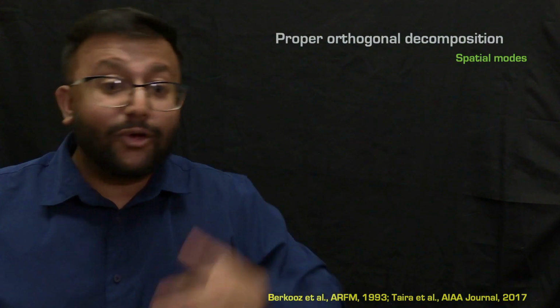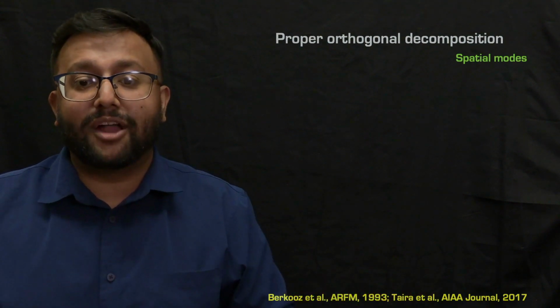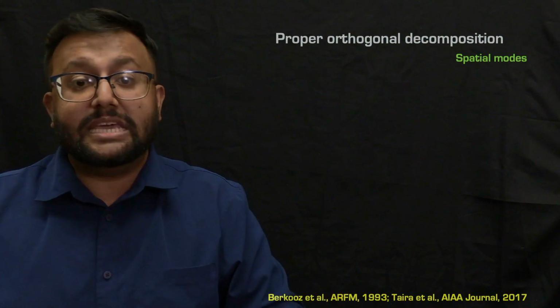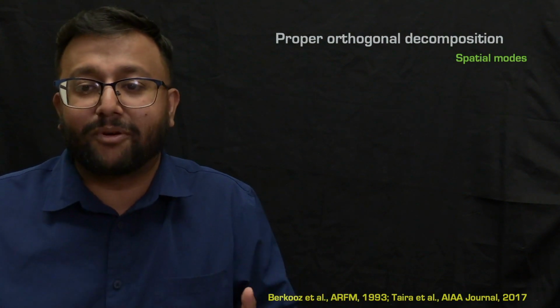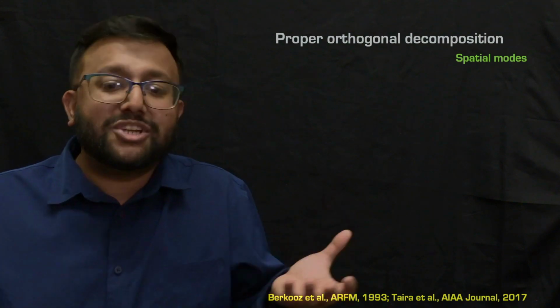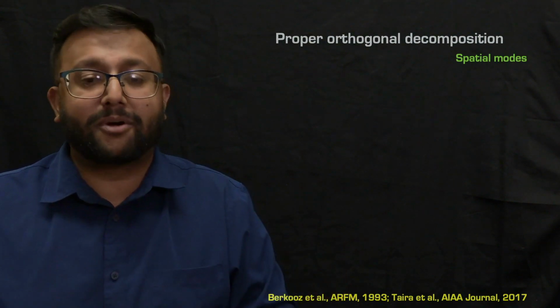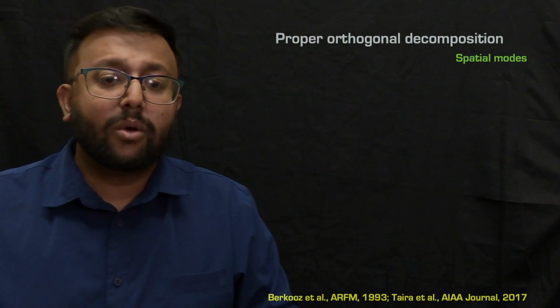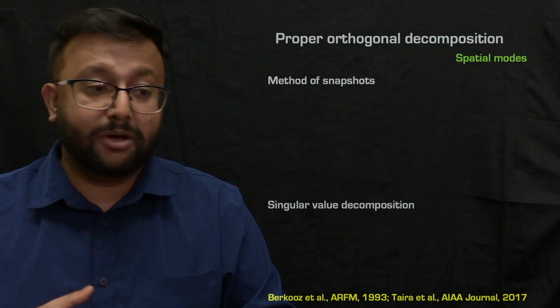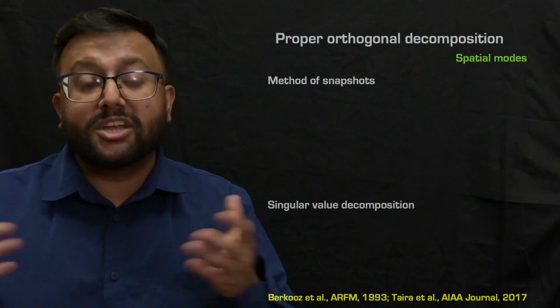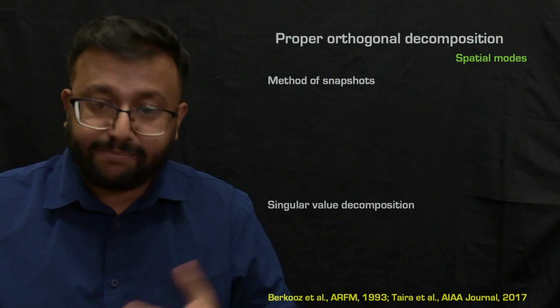All right, so in the last slide, we talked about how to compute the temporal coefficients, but before that, we need to get to the spatial modes. So how do we actually compute the spatial modes for proper orthogonal decomposition? Well, there are two main techniques that are used to compute these modes. The first being what is known as the method of snapshots.